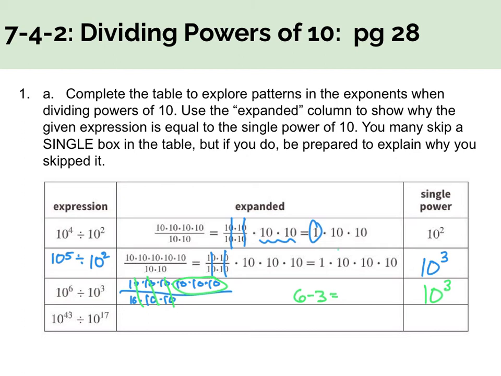Okay, if I do 5 minus 2, that is 3. And if I do 4 minus 2, that is 2. So notice how I'm taking these exponents, and because it's dividing by each other, I'm going to take the exponent, 43, and subtract off the 17. So it's the top minus the bottom, and then I'm going to have 26 left over. So this answer over here is 10 to the 26th power.